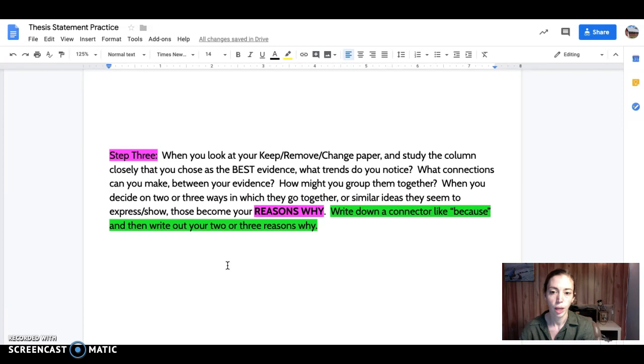Step 3 is when you look at your sheet again, you look at your keep, remove, or change papers, study the columns closely that you chose as the best evidence, and ask what trends you notice. You're going to be saying, what connections can I make between the evidence that I've got here? You want to see how they get grouped together, and that's going to give you your reasons why. Okay, but I've got to see, what have I got here? So let me read through.